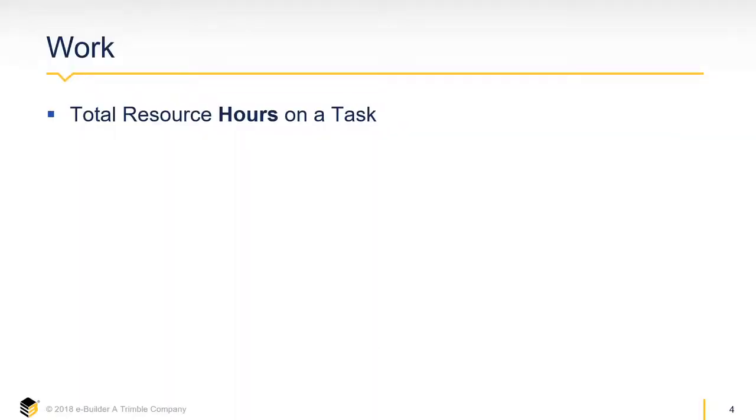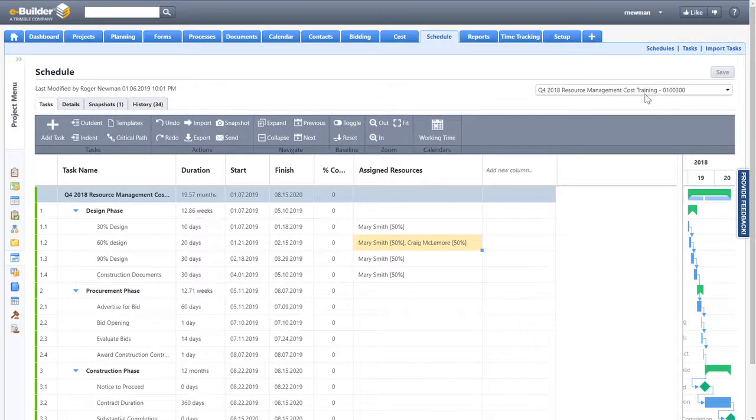The next column that I want to show you is the work column. And what work is, it's the total resource hours on a specific task. So in eBuilder, when I go back to my schedule, I will now add that column called work. And you'll see that it's going to populate with the number of hours. Wherever there's a resource assigned to a task, you'll see the total work hours that eBuilder has calculated for that task.